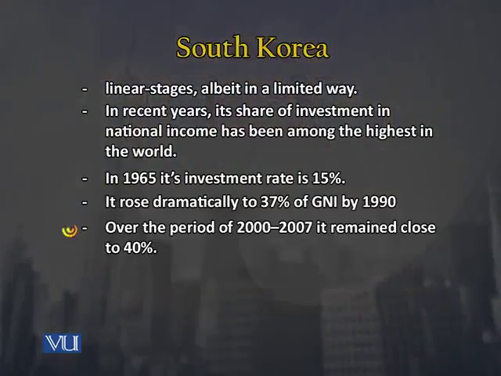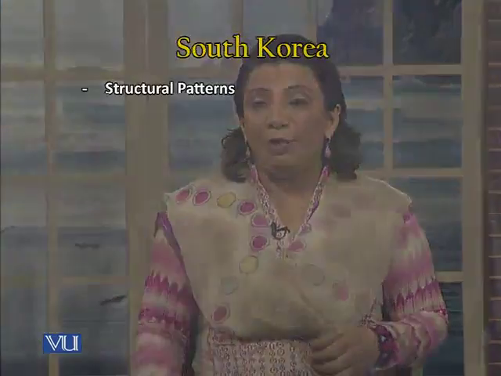So we observe the same kind of phenomenon existing in South Korea, where from 1965 until 2007 the investment ratio went considerably up from 15% to 40%, and it stayed at 40% for a longer time period. From 2000 to 2007, for a stretch of almost 8 years, it was very high, at 40%. We are taking the total investment that took place in this country as a proportion of the total income, and again, it's sufficiently higher.